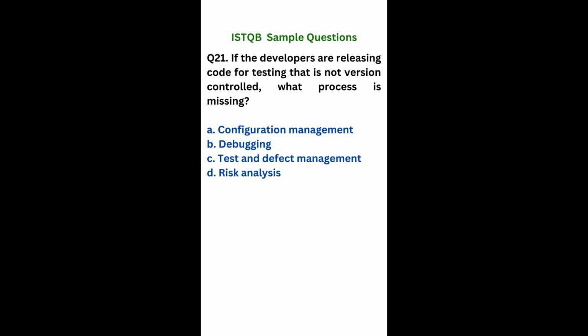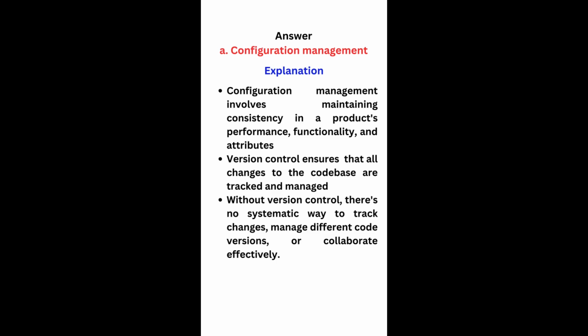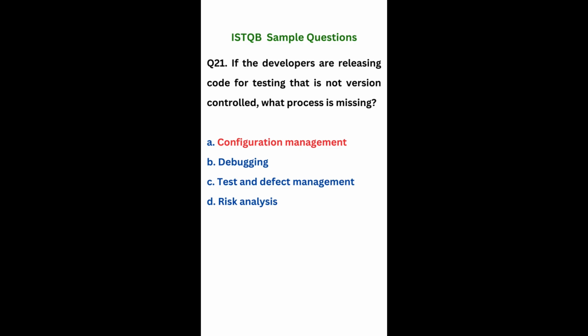Question 21. If the developers are releasing code for testing that is not version controlled, what process is missing? The answer is A. Configuration management. Explanation. Configuration management involves maintaining consistency in a product's performance, functionality, and attributes. Version control ensures that all changes to the codebase are tracked and managed. Without version control, there's no systematic way to track changes, manage different code versions, or collaborate effectively. So, if the developers are releasing code for testing that is not version controlled, the missing process is A.